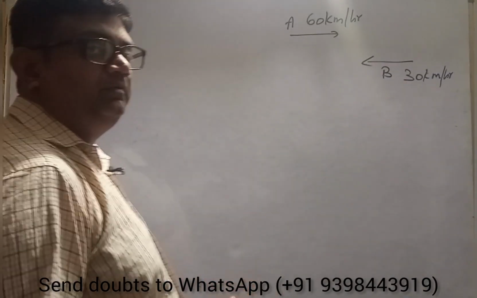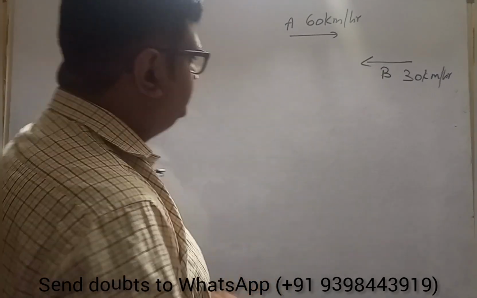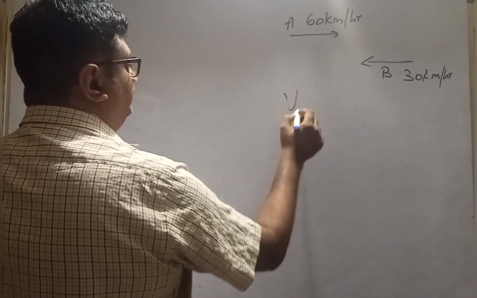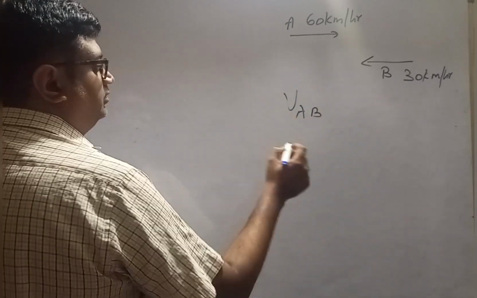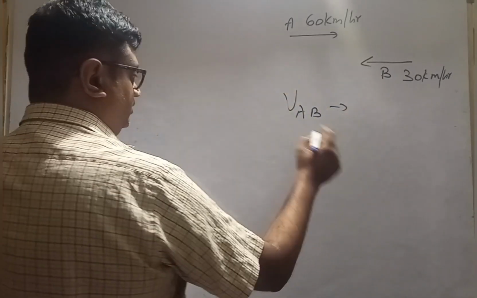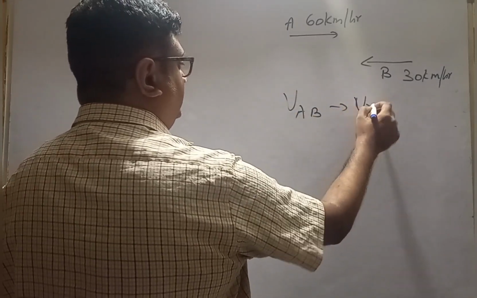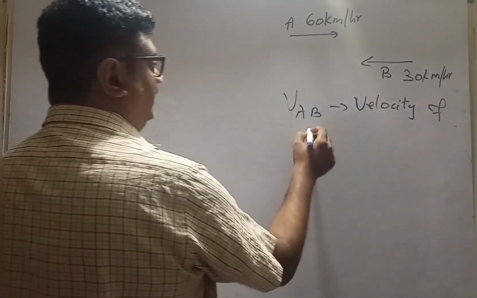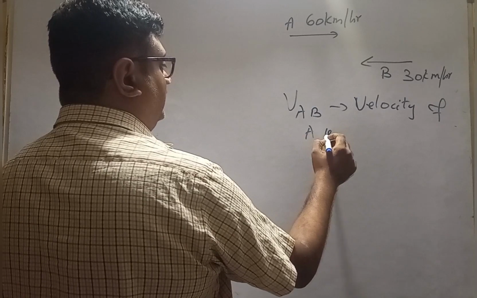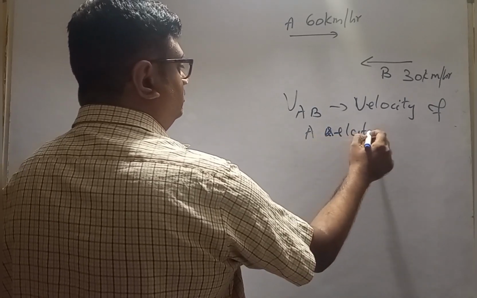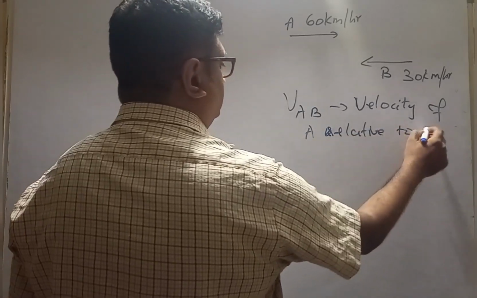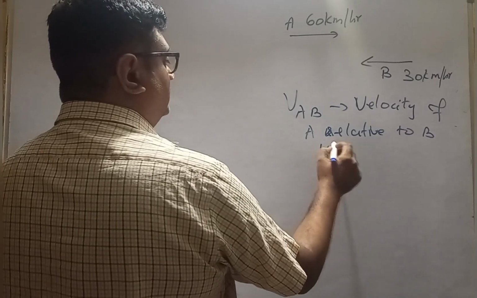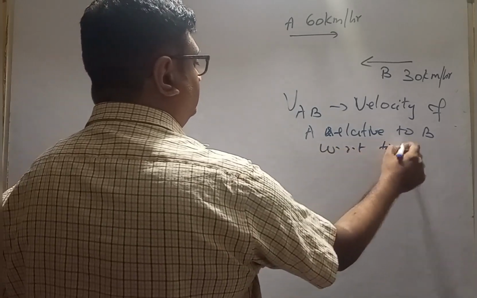So what is the concept of relative motion? Suppose I write VAB. This means the velocity of A relative to B, or you can say with respect to B.